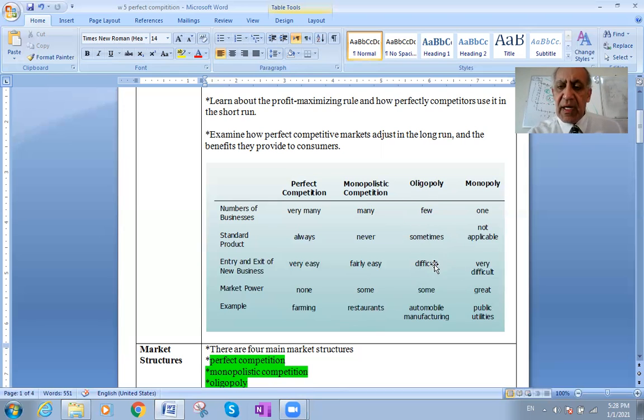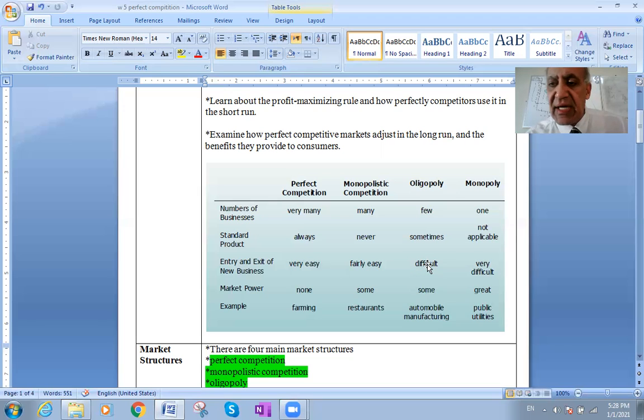Oligopoly is the third kind of market structure. In an oligopoly, the number of businesses is few, not that much. The number of businesses is fewer than in monopolistic competition and fewer than in perfect competition. So the first thing in the oligopoly is that there are few of them. The products are sometimes standardized, sometimes they just look similar to each other. They satisfy the same needs for each person.